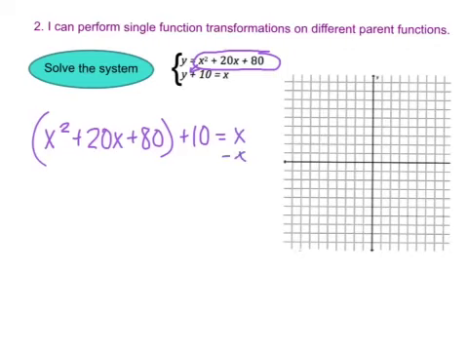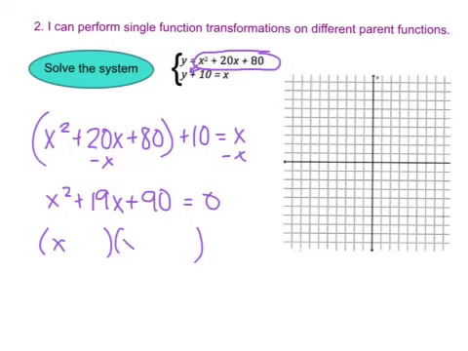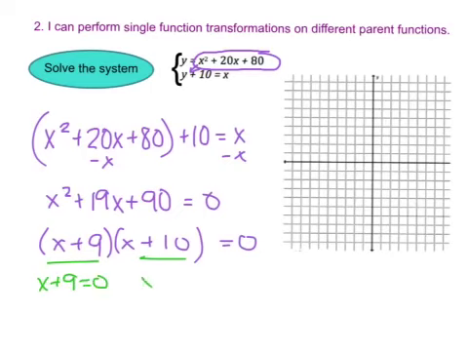I'm going to subtract x. So I have x squared plus 19x plus 90 equals 0. Now when I factor x and x, multiples of 90 that add to 19 will be 9 and 10. That equals 0. Set both equal to 0. X plus 9 equals 0. X plus 10 equals 0. Solve. I get x equals negative 9. X equals negative 10. However, because we're solving a system, we are not done.